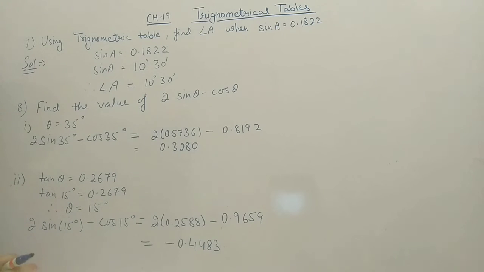Second part, when tan theta is given 0.2679. First we will find out the angle. When you check this value in the table, you will get that it is equal to tan 15 degree. So theta angle is equal to 15 degree. Now find out 2 sin theta minus cos theta, that is 2 sin 15 minus cos 15. Check the value for sin 15 in 0 column and substitute. Check the value for cos 15 in 0 column and substitute. After that simplify it.